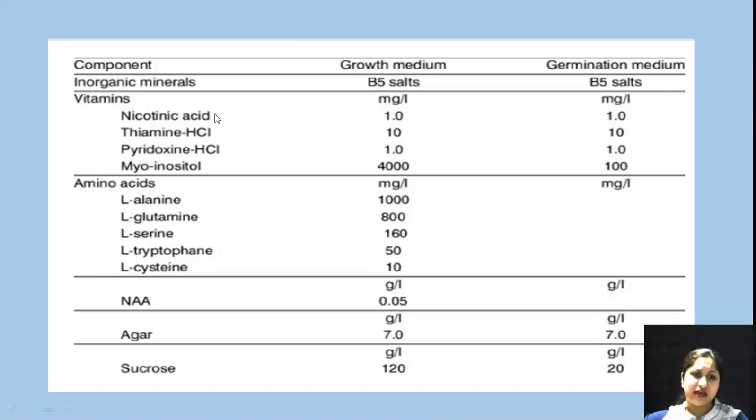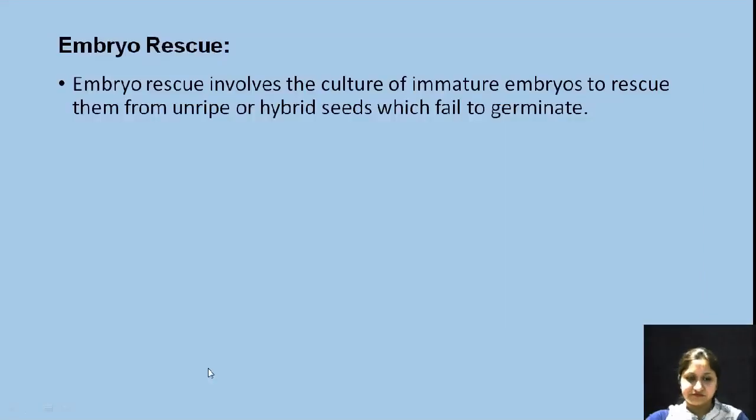What we are using: vitamins, nicotinic acid, thiamine HCl, pyridoxine HCl, myoinositol, and amino acids: L-alanine, glutamine, L-serine, tryptophan, cysteine, NAA, agar, sucrose.